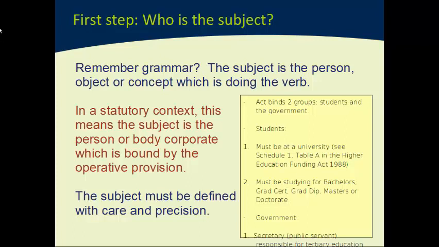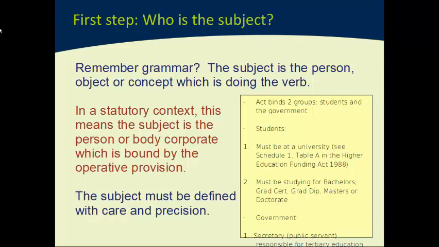For the third operative provision, we need somebody in the government. In this case, most likely the secretary responsible for tertiary education. For those of you unfamiliar with the public service, a secretary is the very senior public servant. The equivalent title in the Queensland government is Director General. They basically are the head of the public service department. So that's the person who's going to have responsibility for managing the payment of grants.